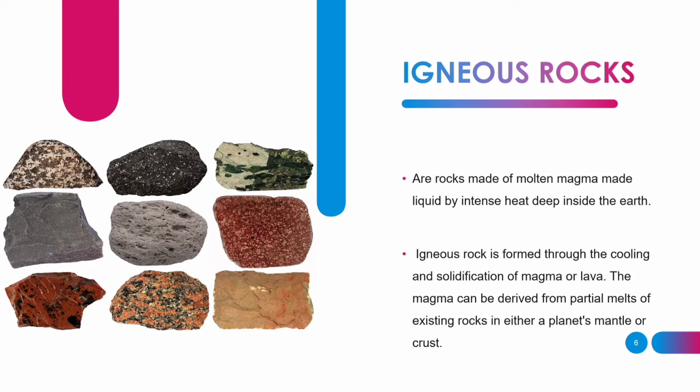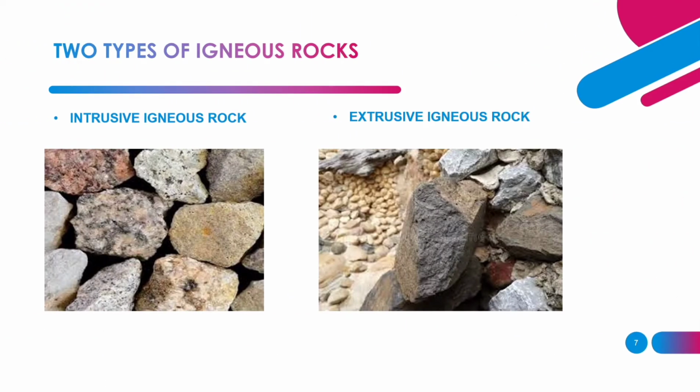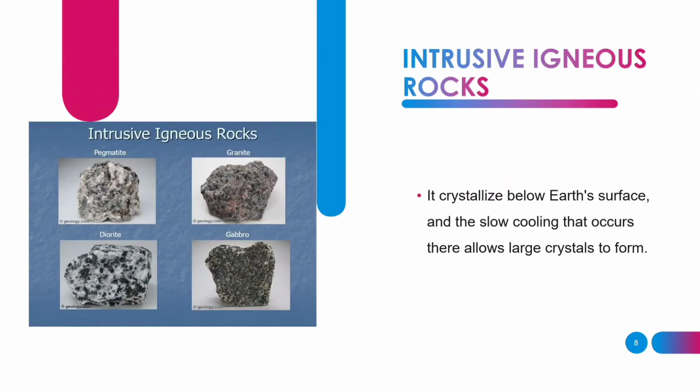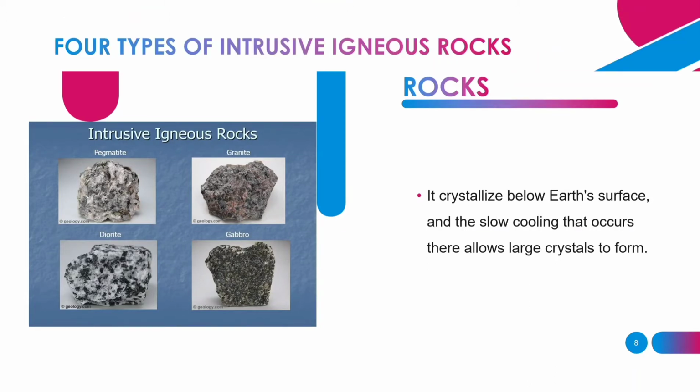These rocks are formed when magma is expelled onto the Earth's surface as lava. When lava cools down and hardens, it becomes igneous rocks such as tuff and basalt. There are two types of igneous rocks, which are intrusive igneous rock and extrusive igneous rock. Intrusive igneous rocks crystallize below Earth's surface, and the slow cooling that occurs there allows large crystals to form. Intrusive rocks are formed from a magma that cools and solidifies within the crust of the planet.